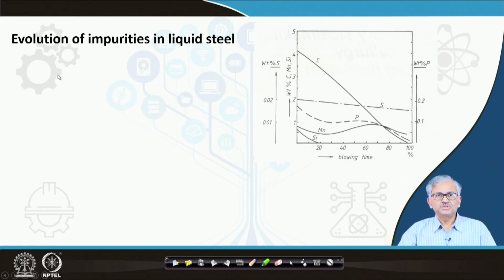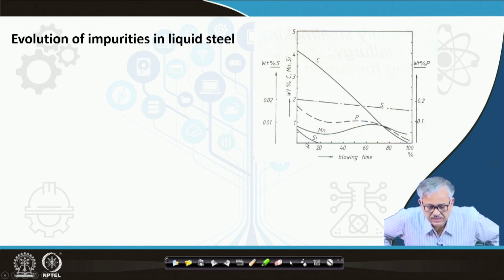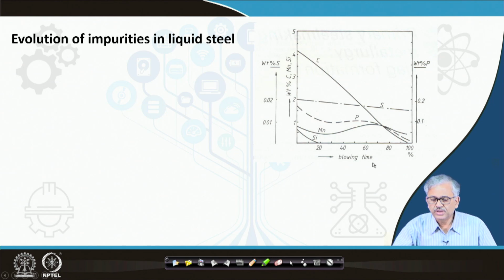First is the evolution of impurities in liquid steel. You can see the change with blowing time. Here the blowing time is given on the x-axis as a percentage of total blowing time. Actually, the blowing time is around 20 minutes, so it is 20% of the blowing time, 40%, 60%, 80%, 100%. The y-axis is the percentage of impurities.